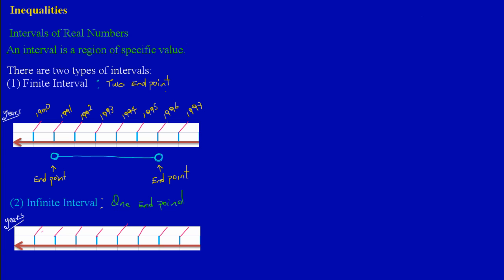Let me change my color. Let me use a green. So let's say that this is the year 2015. Then this would be 2016, 2017. This is the year 2018, 2019. This would be the year 2020, this would be the year 2021, and this would be the year 2022.